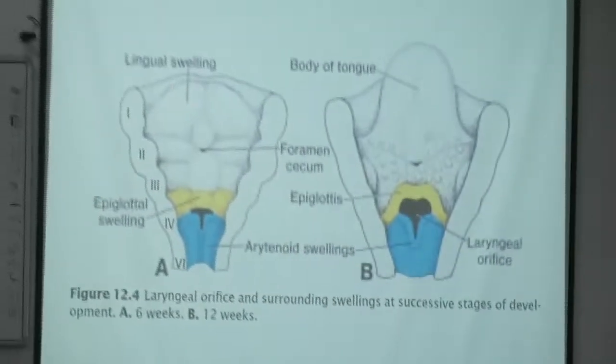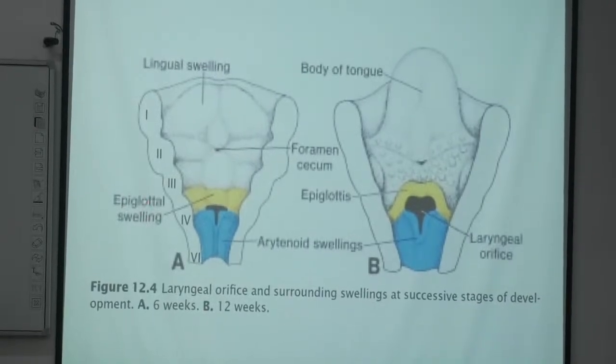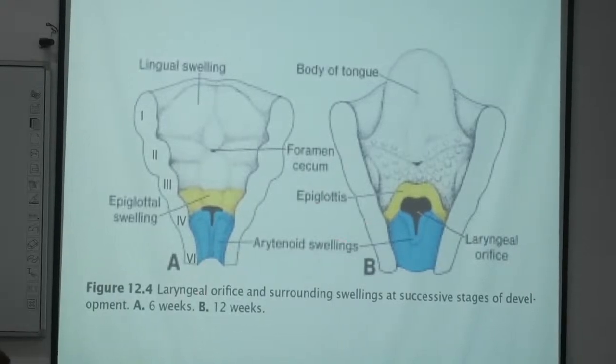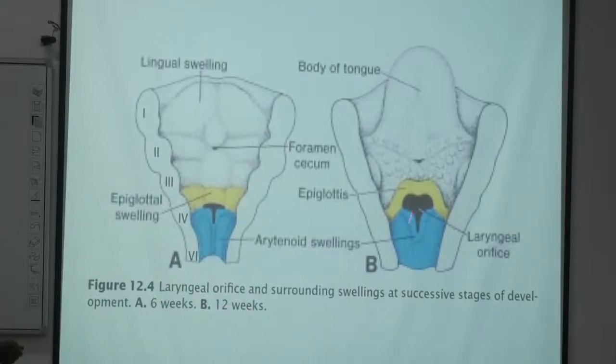See, this is the lingual swelling, this is the foramen cecum, the epiglottal swelling, and this is the T-shaped laryngeal orifice, and these are the arytenoid swellings. Now, in B, this is at 6 weeks, but by 12 weeks, you see the epiglottis, the laryngeal orifice, and the arytenoid swelling here.